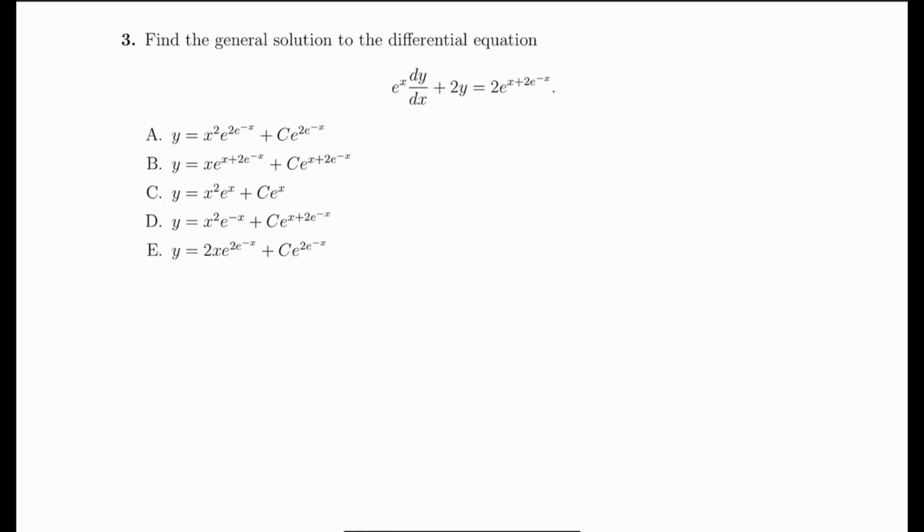In problem number 3, we are given a differential equation and asked to find the general solution. So the first thing that you have to do is figure out what type of equation this is and what type of method can be used to solve it. You probably recognize that this is pretty close to the form of a linear differential equation. So we have that dy dx or y prime term there, a y term right there, and then a term on the right-hand side with no y and only our independent variable x.